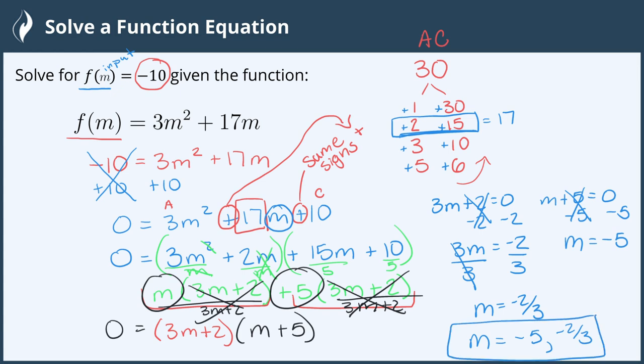Some may say that because this is a function, and a function means that every x value has exactly one y value, we ended up with two x values. These are two different x values, and while they do give us the same y value of negative 10, they only give one y value each. So it still holds true that it is a function. And we're all done. We have solved this function equation for f of m equaling negative 10.